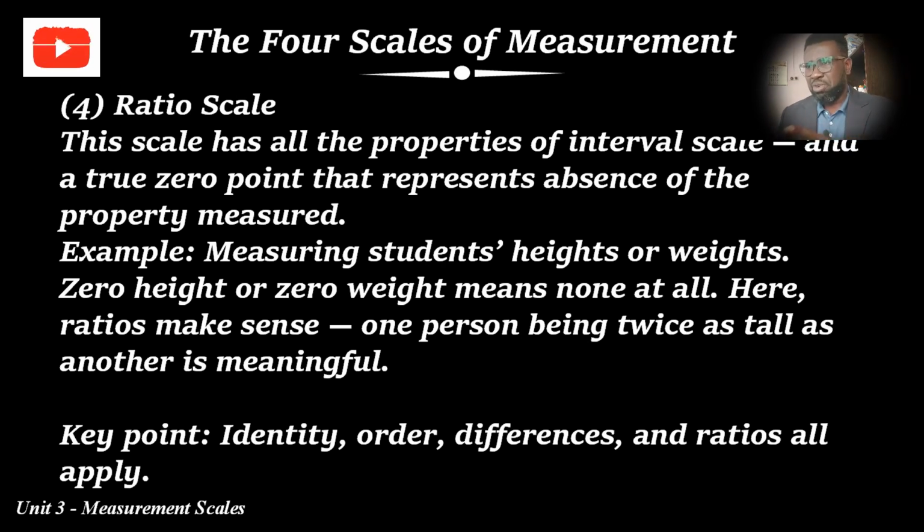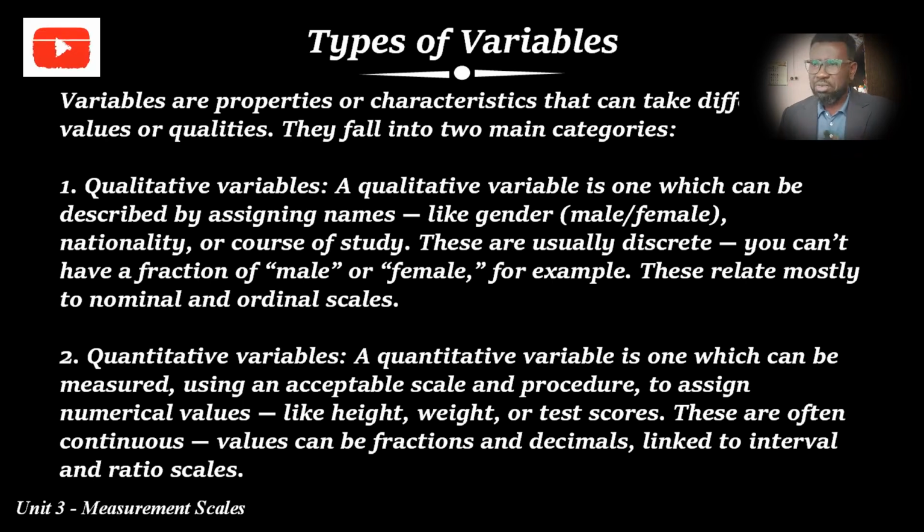Okay, now let's talk about types of variables. Variables are properties or characteristics that can take different values or qualities. They fall into two main categories: quantitative variables and qualitative variables. Let's start with the qualitative variables. Qualitative variables describe categories or names, like gender, which could be male or female, nationality, or course of study. These are usually discrete. You can't have a fraction of male or female. For example, these relate mostly to nominal or ordinal scales.